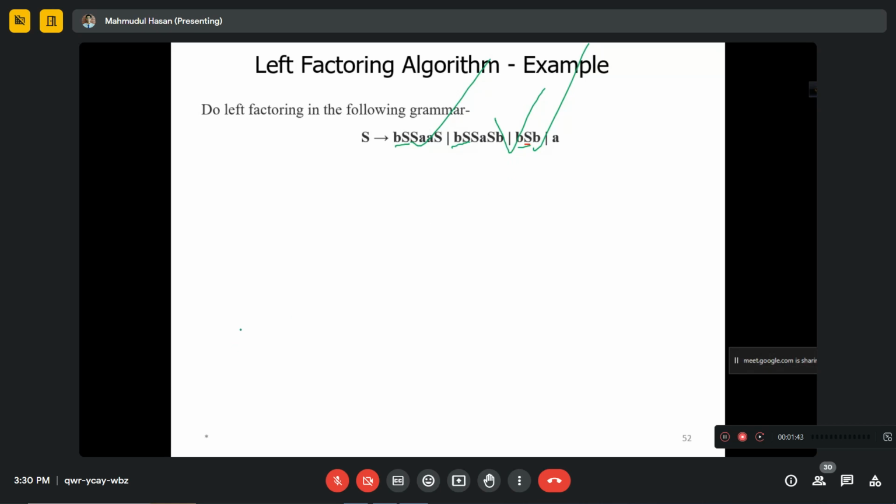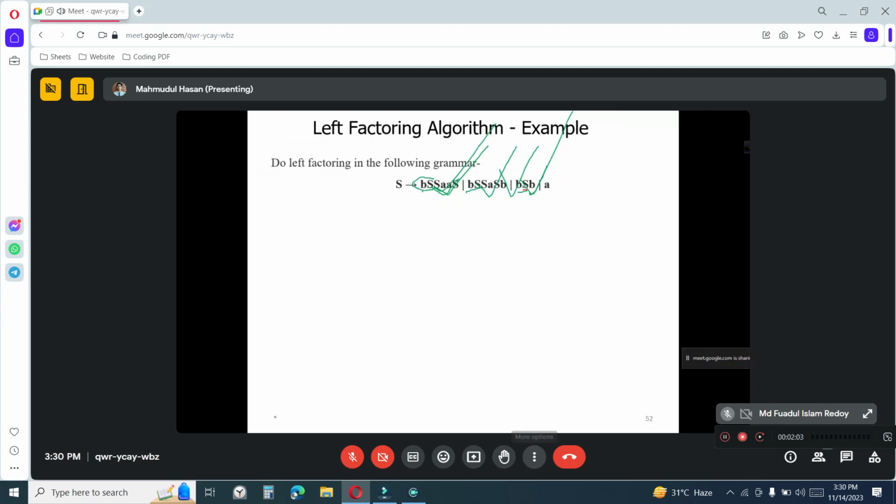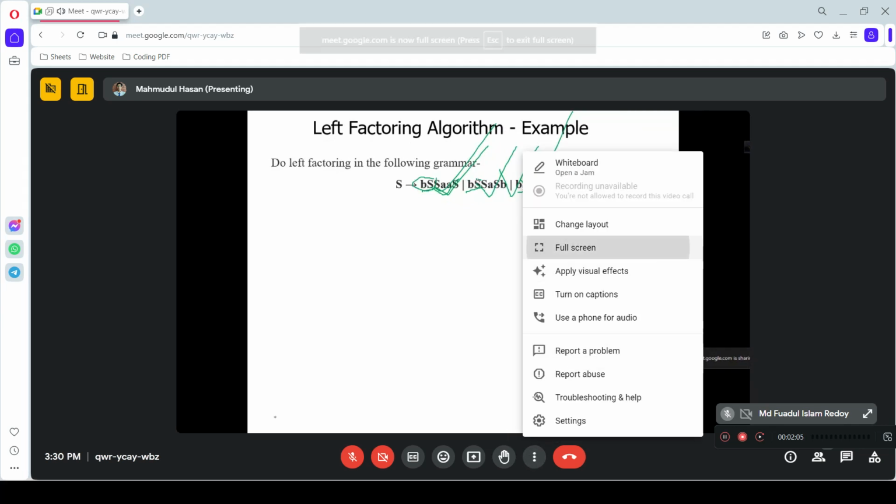Sir, I did not understand. Could you repeat again, sir? Yes. Which thing you didn't understand? Please tell. Yes, sir, the last part, I didn't understand. So you need to take these three. And if you take these three, then BS is the common prefix for all.